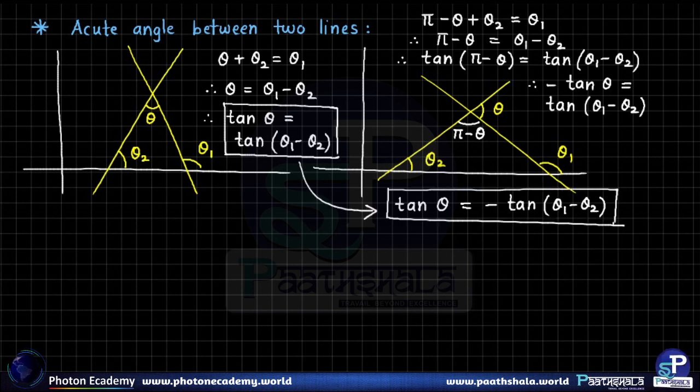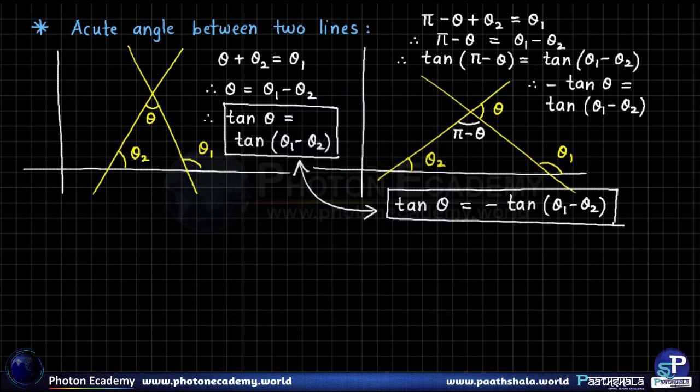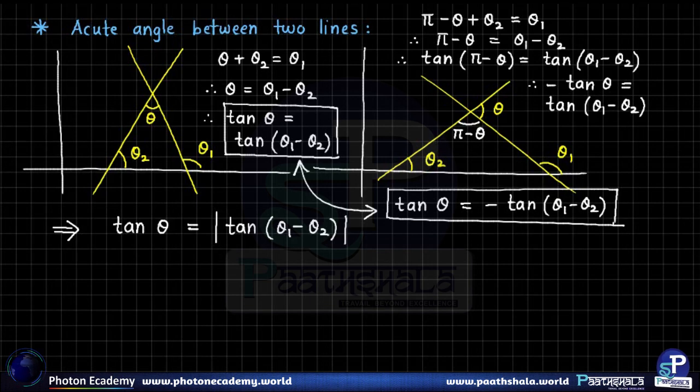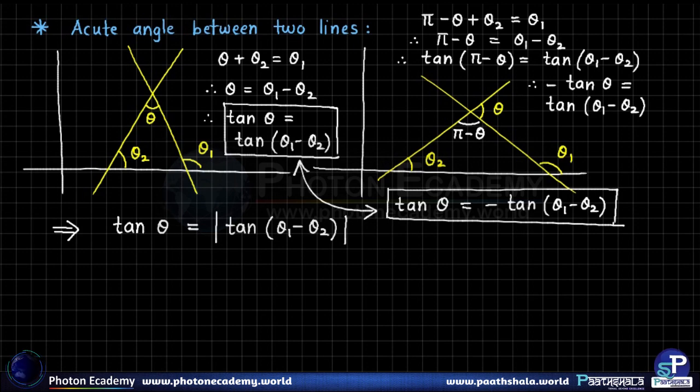Now if you compare the expressions for tan theta that we have got in both cases, we observe that the right hand side is the same in value but opposite in sign. That is, in the first case we have plus tan of theta 1 minus theta 2, and in the second case we have minus tan of theta 1 minus theta 2. So we can write it together as, if we want the acute angle theta, then tan of theta can be written as mod of tan of theta 1 minus theta 2, which is nothing but the absolute value, which will always be positive. And since we want the acute angle, its tan has to be a positive number.